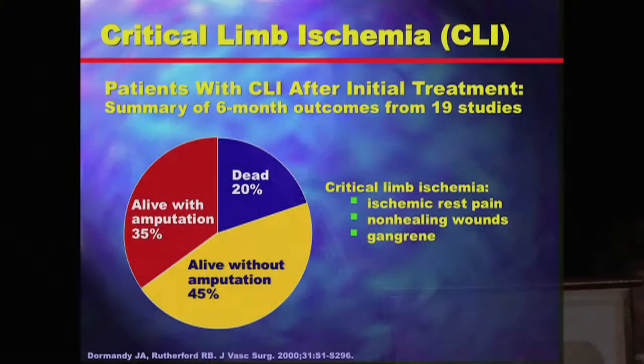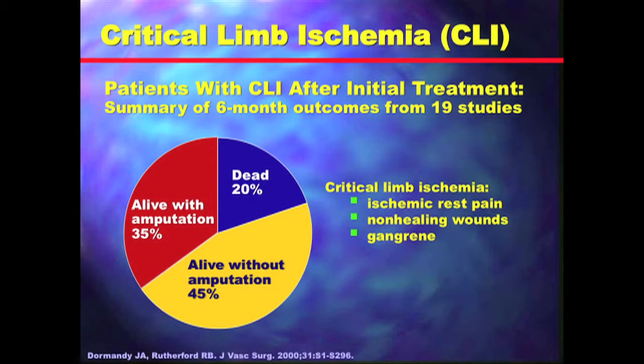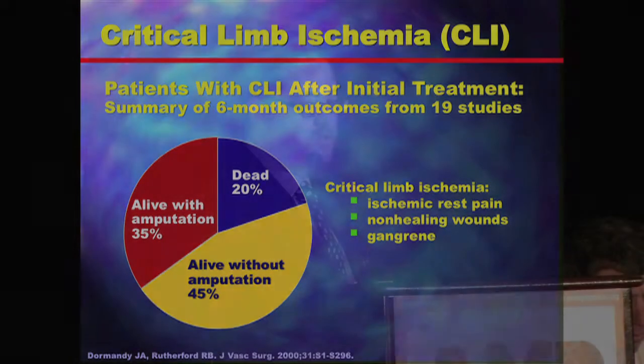Now, talking about critical limb ischemia, Dr. Adams already presented this on the other side, just to repeat that, but this is an important study because it's 19 studies compiled looking at 6-month outcomes. And you're going to find patients with CLI: 35% of them are alive, but already had an amputation 6 months out. 20% of them are dead. And 45% are alive, but do not have an amputation, thankfully. We got to do better.